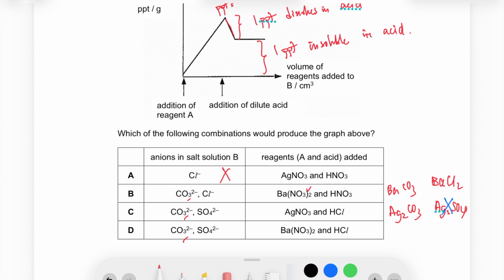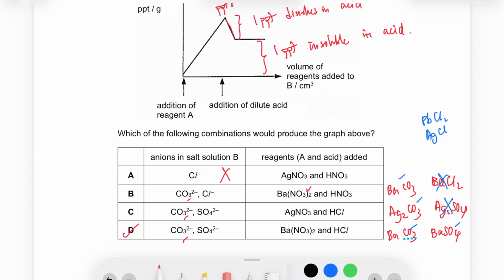And last one, you also get the same thing, barium carbonate, which is a PPT, and barium sulfate. For chlorides, all chlorides are soluble except for PbCl2 and AgCl. So from here you can tell that this is not a PPT as well, only this and this. So the only one that makes sense will be D.